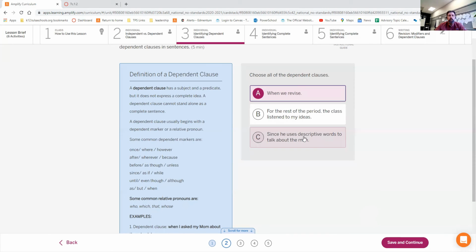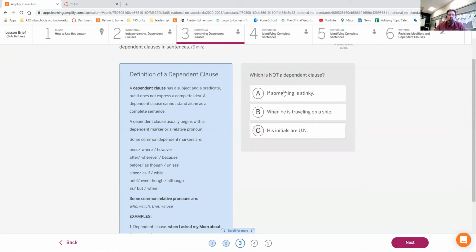Since he uses descriptive words to talk about the man, since he uses them, what? What happens afterwards, right? The word since here makes it a challenge, makes it dependent. If it just said, he uses descriptive words to talk about the man, that would have been fine. That's not what it says.